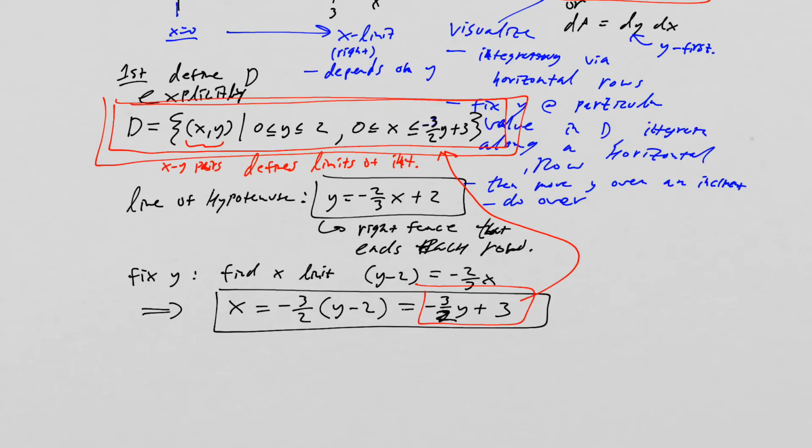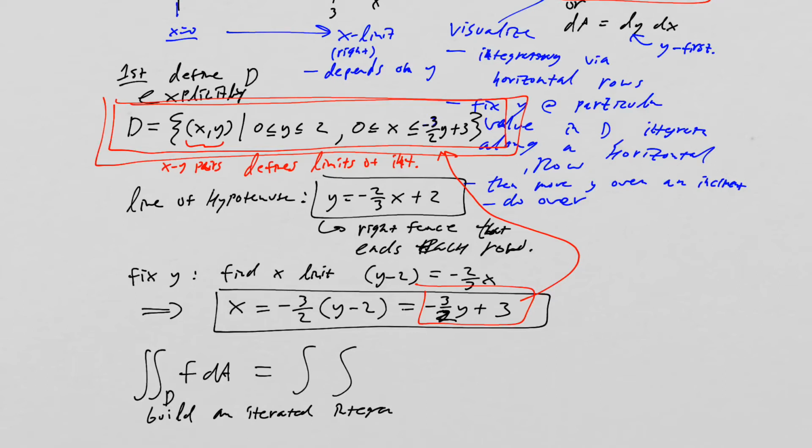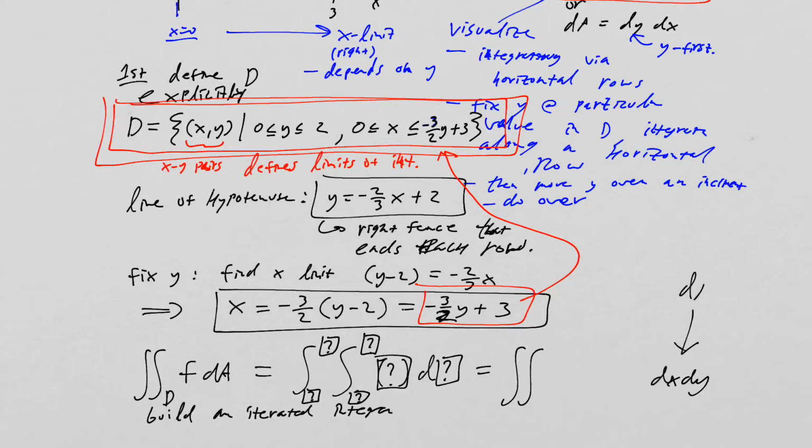All right, so to finalize what we're saying here, I want to build an iterated integral. What we have here is this abstractly defined double integral, and now we have to fill in all of these question mark boxes here. All of those things are going to get filled in, and now we can finally do it. We know that dA is going to be dy dx, or sorry, dx dy. So that's our dA.